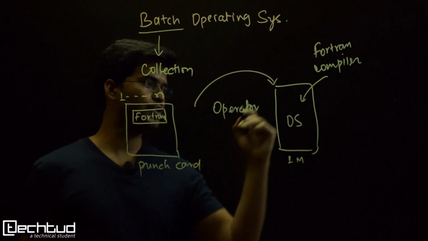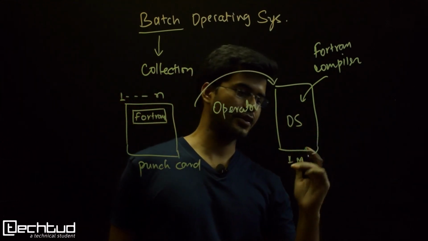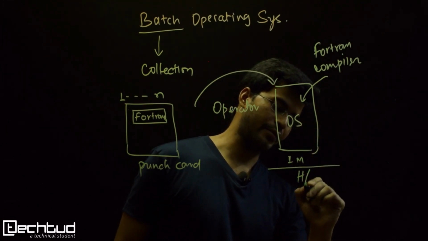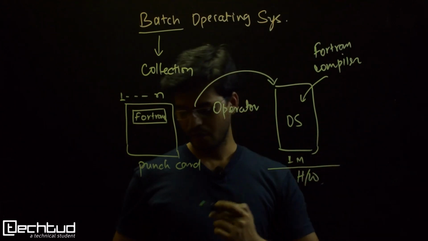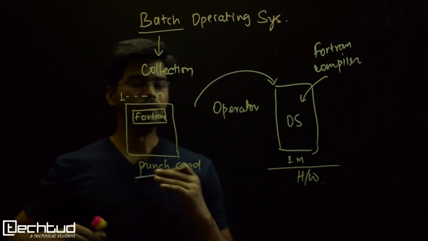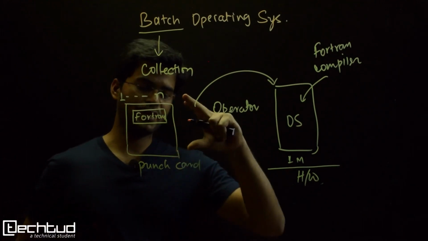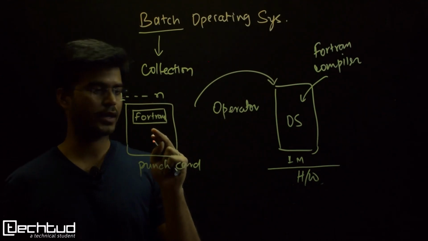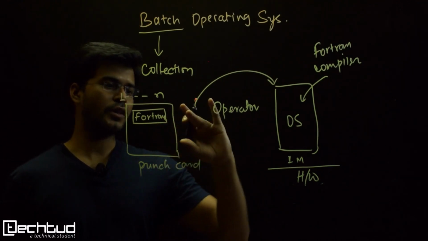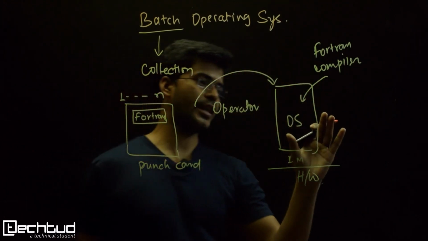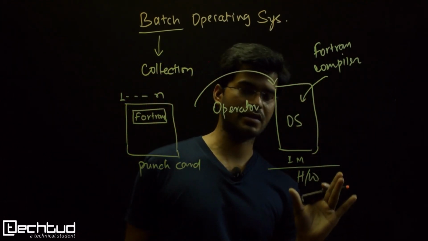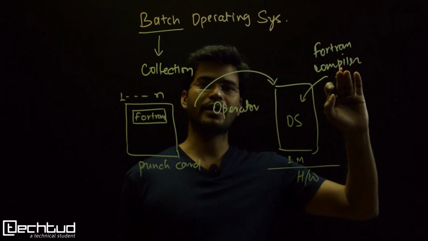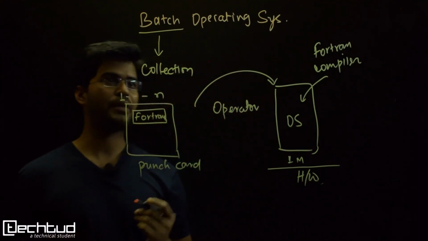So to use this operating system efficiently, or use the hardware underlying this operating system efficiently, what I would do is collect all the punch cards which have the label Fortran, and then all the Fortran punch cards will be executed at once on this operating system, or on this underlying hardware, so that I need not frequently change the compiler. So this was the concept of batch operating system.